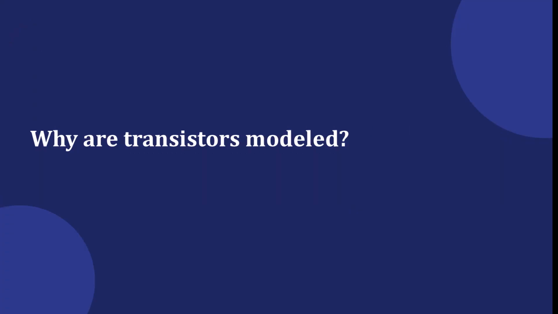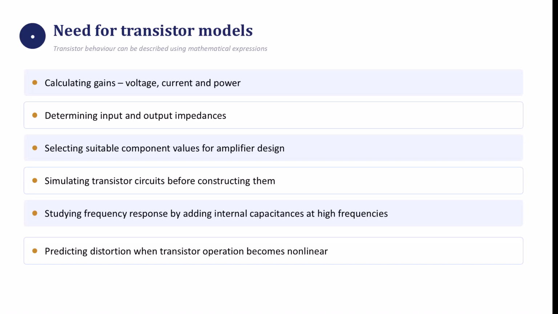Now let's look at why we need mathematical models for transistors in the first place. Transistor behavior can be described using mathematical expressions, and this is useful for several reasons. It helps us calculate gains, voltage, current, and power. It helps us determine input and output impedances. It helps us select suitable component values when designing an amplifier.